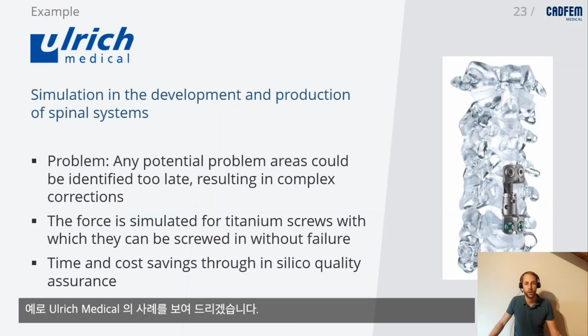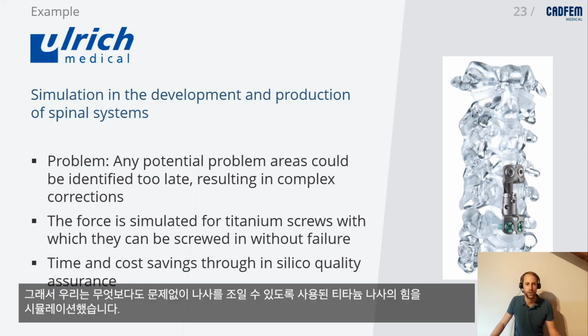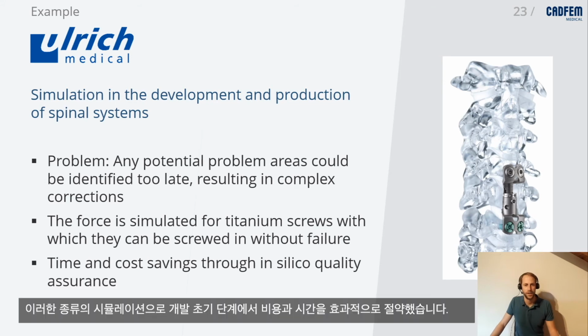As an example, I would like to show you what we did for Ulrich Medical. In their development process, they're aware of the fact that any potential problem areas for their newly developed spinal systems could be identified too late when interacting with the human body, which in return would result in complex corrections. So we simulated, amongst other things, the force for the used titanium screws with which they can be screwed in without any sign of failure. This kind of simulation effectively saved costs and time in an early stage of development for them.